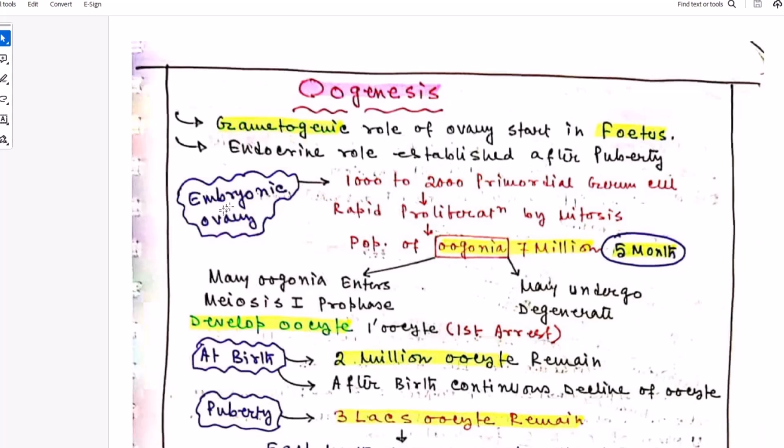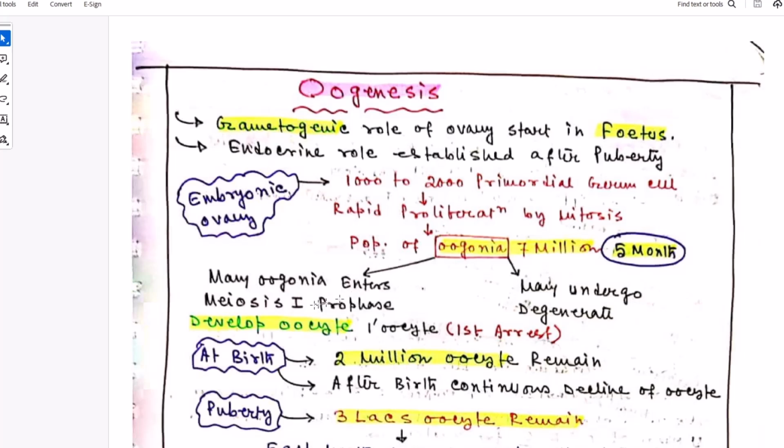Then the gametogenic role of the ovary starts in the fetus, and the endocrine role is established after puberty. In the embryonic ovary, first you can see 1000 to 2000 primordial germ cells, which rapidly proliferate by mitosis and develop into the oogonia. When an embryo attains 5 months, you can find 7 million oogonia in its ovary. Many oogonia enter the prophase of meiosis 1, and many undergo degeneration.